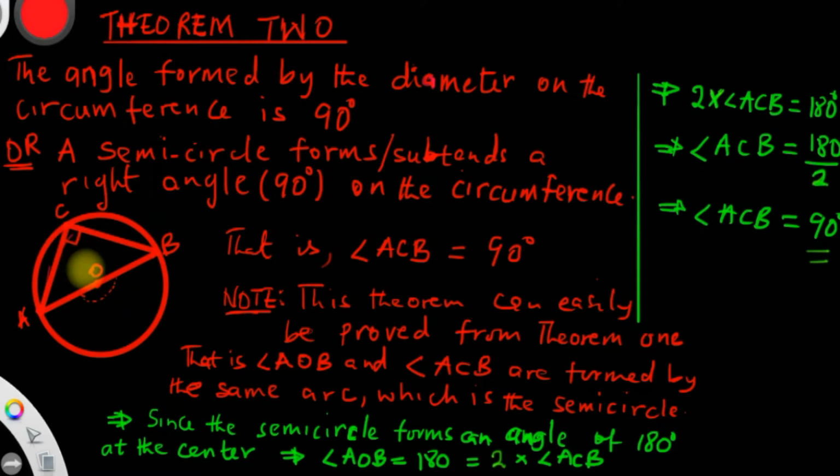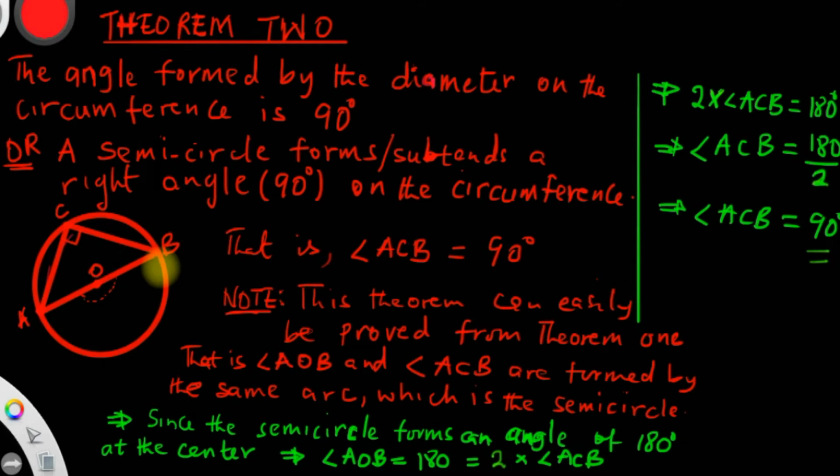Okay, or you can say that you know this is a semicircle. The diameter divides the circle into two parts. So this is a semicircle, that's half of a circle. So it means that this 90 degree angle on the circumference is formed by this arc, which is the semicircle. And the semicircle also forms an angle of what? 180 degrees at the center of the circle.